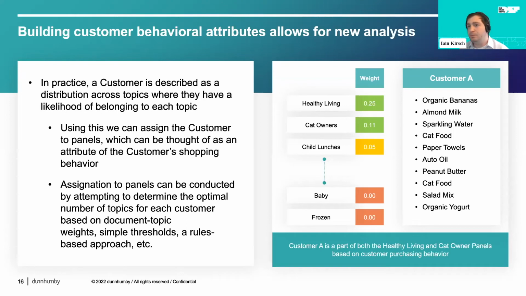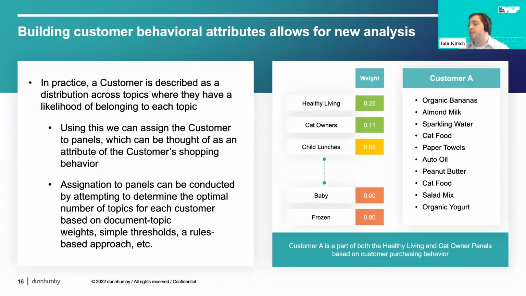shopping behavior. As you might imagine, there are a number of ways that you might be assigned to a panel. Those could be things like looking at the optimal number of topics for each customer: looking at the document topic weights and understanding, hey, there's an inflection here where after a certain point the weight significantly decreases, so maybe these topics are a bit less important to this customer. Beyond that, you would have approaches like simple thresholds, rules-based approaches, top-N topics, and so on. But we really found that the optimal number of topics for each customer was the primary approach that we were going to go forward with.